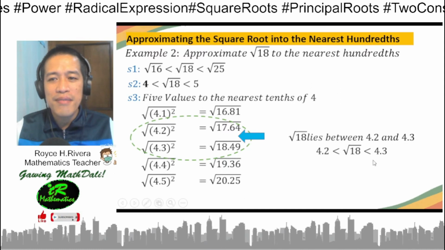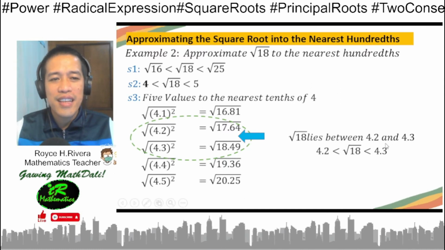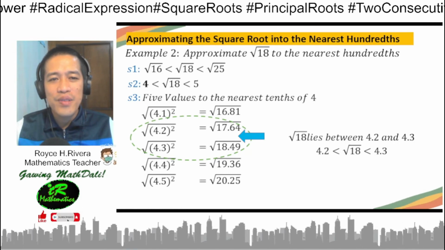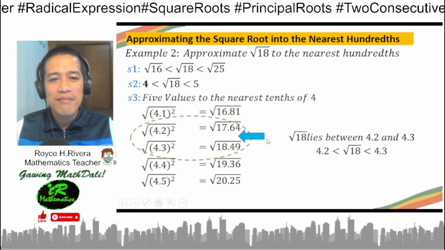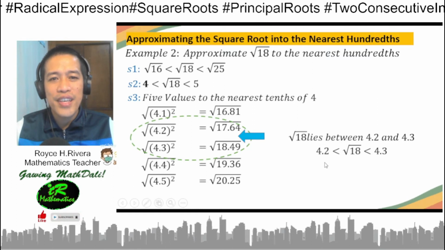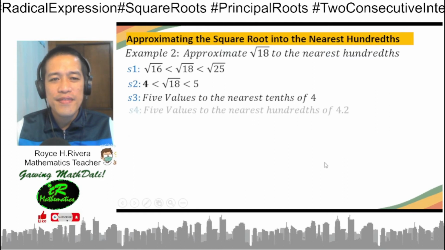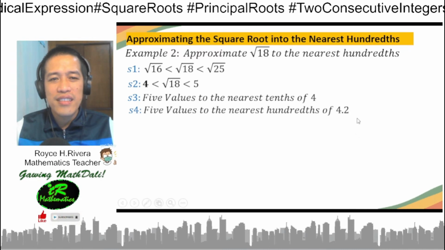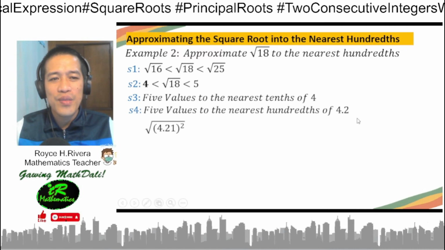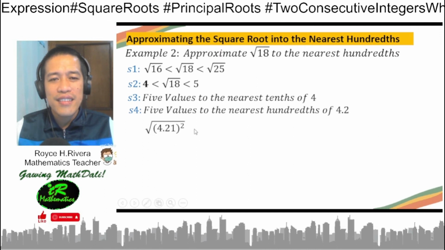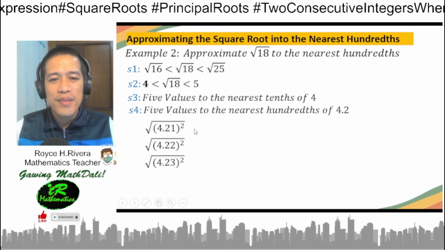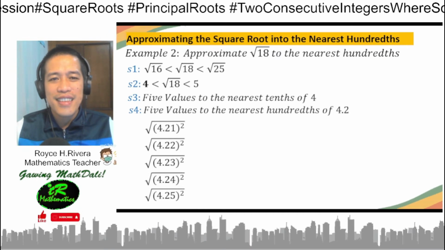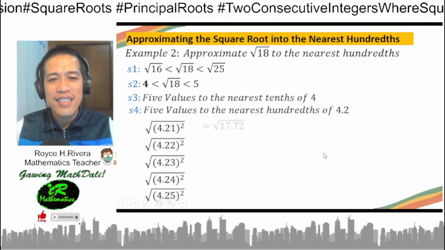Now step number 4, let's do further estimation. We will list 5 values to the nearest hundredths of 4.2. So I will start with 4.21 until 4.25. Then I will evaluate each.